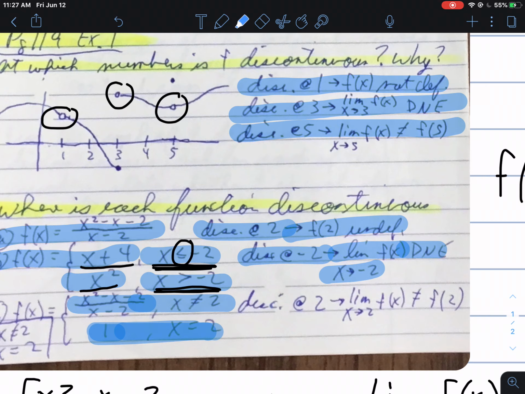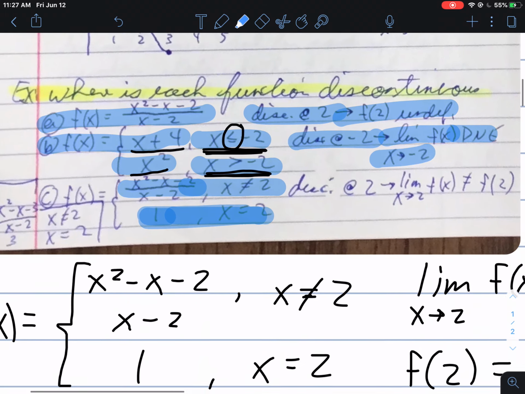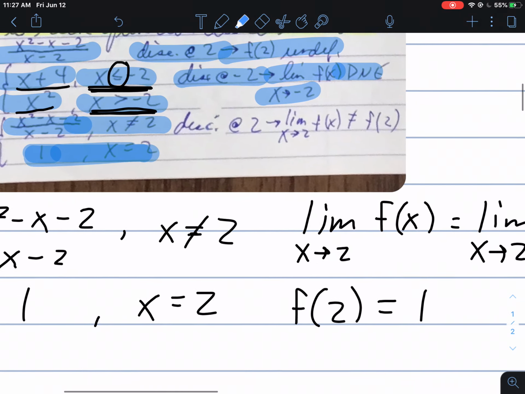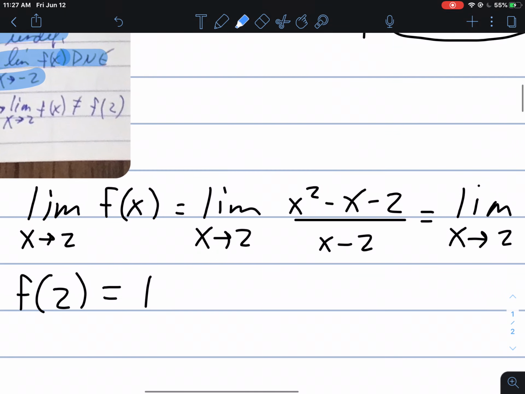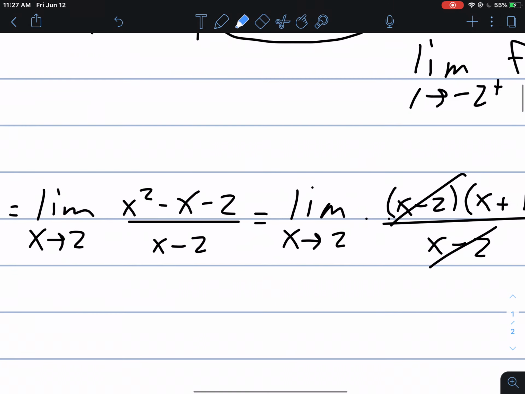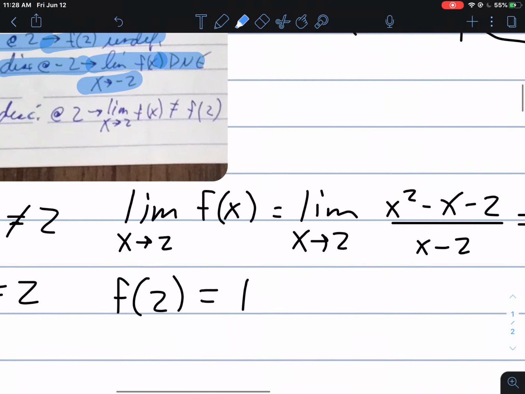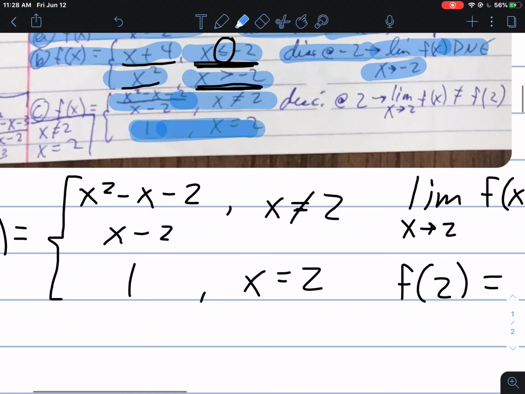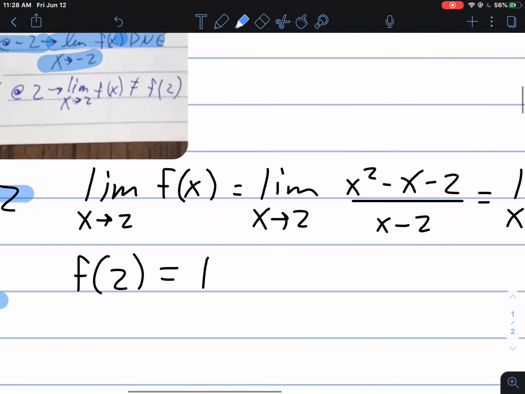So then we have to look at our limit. What is the limit as x approaches 2? And does that exist? This is one of those cases where if you look at that limit as x approaches 2 of f of x, I'm looking at the limit as x approaches 2 of x squared minus x minus 2 over x minus 2, because I don't care about the second part of this when I'm evaluating that limit. I don't care about what happens at 2. It's all about what happens as we approach 2.